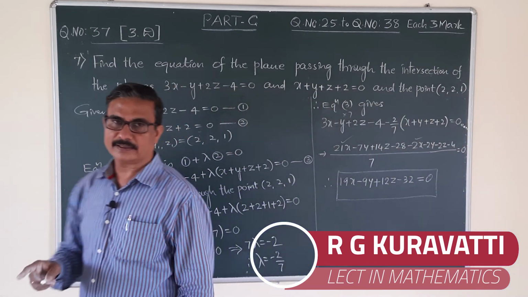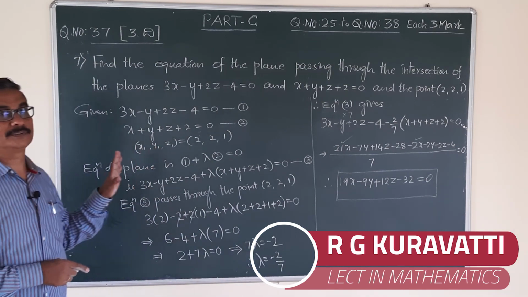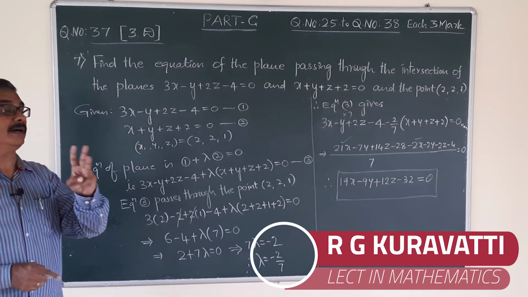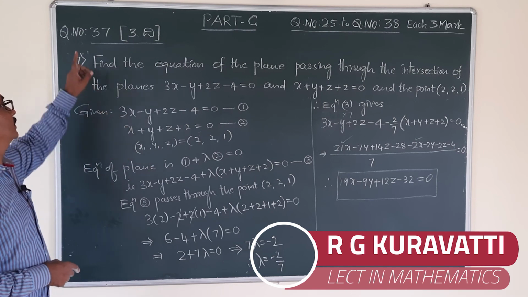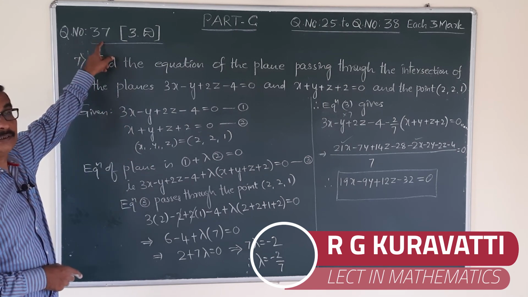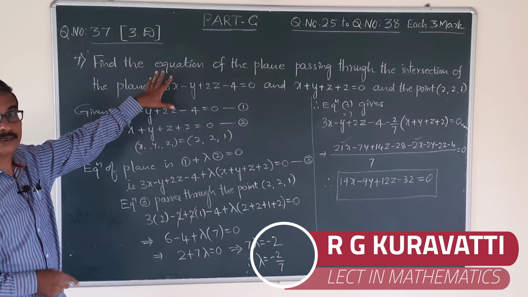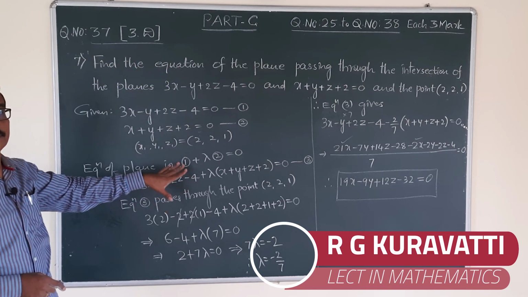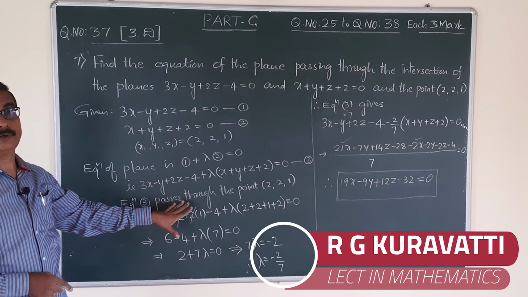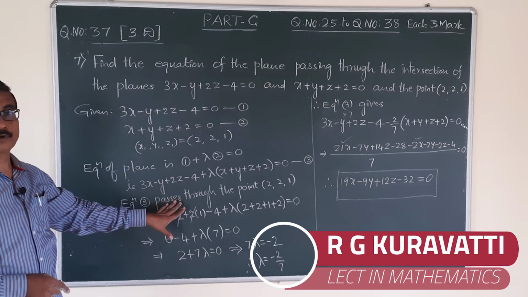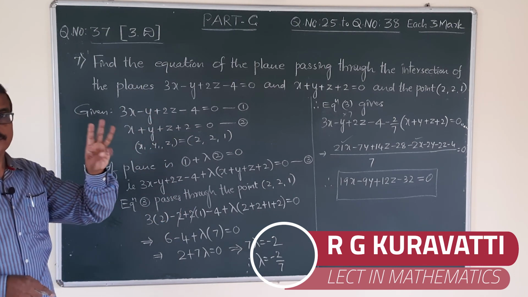So these are the important problems. Each problem carries 3 marks. Those problems belong to question number 37 in part C, under 3D geometry. Follow up on these problems that we solved properly. Most important problems, each problem carries 3 marks.